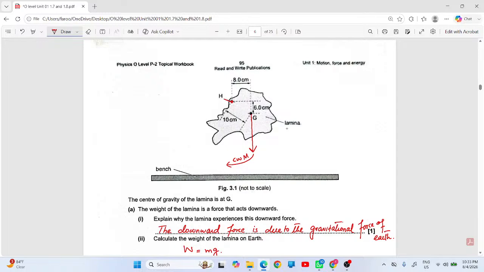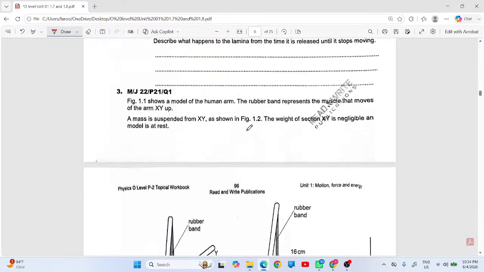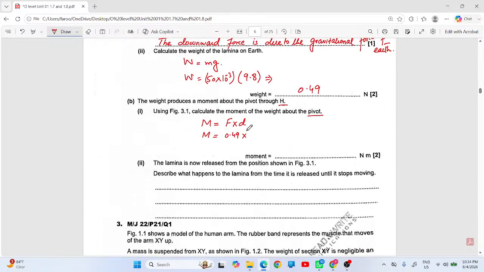It is 8. See, from here I come this way and from here I come down. So this will be the perpendicular distance from the pivot. So we have to take a perpendicular distance. In this question they give three distances just to create confusion: 10 centimeter, 6 centimeter and 8 centimeter. But we always take a perpendicular distance from the pivot. The perpendicular distance from the pivot is 8 centimeter, and 8 centimeter means 8 times 10 raised to power minus 2 meter. So just multiply.